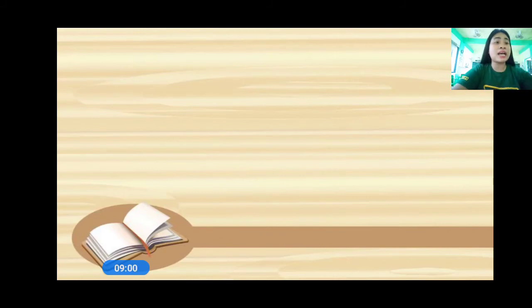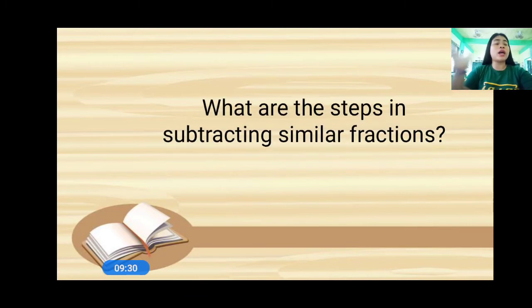Okay, so that is how you subtract similar fractions. Again, first you have to check if the denominators are the same, because the denominators must be the same. And then if it is the same already, then you're going to subtract the numerators and then you're just going to copy the denominator, and if the fraction can be reduced to lowest term, then reduce it to lowest term. Do you understand?